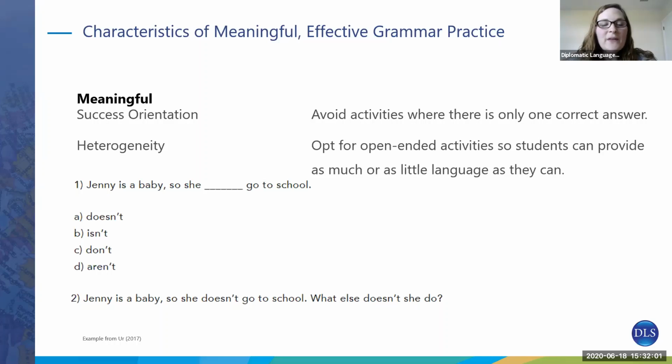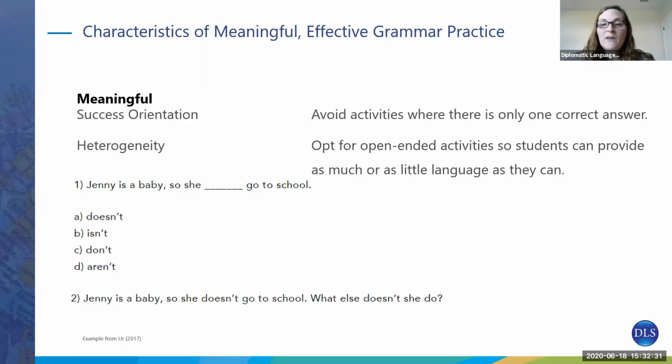So an example of this also comes from Penny Ur. She shows that, the first one, Jenny is a baby, so she blank go to school. And the student has to select the correct verb. A better example, if they're trying to practice that negative doesn't go, is you can give them a prompt. Jenny is a baby, so she doesn't go to school. What else doesn't she do? And then that way the students have a chance to produce things.